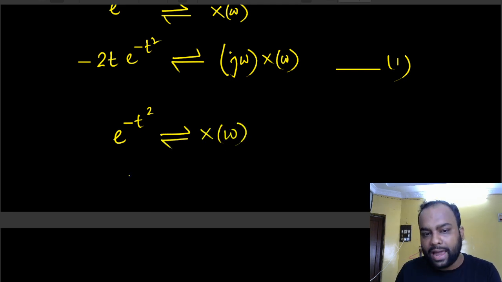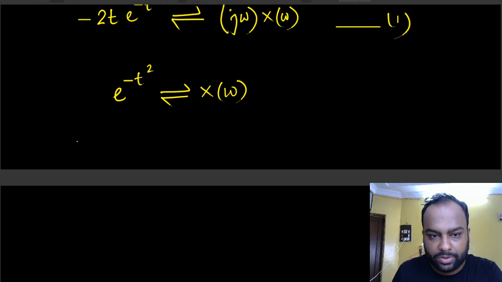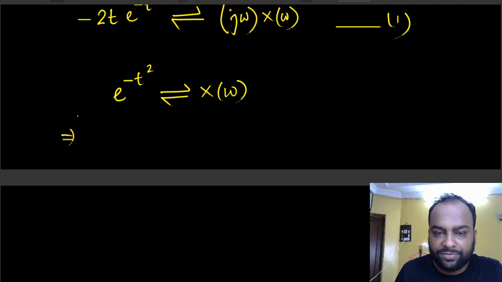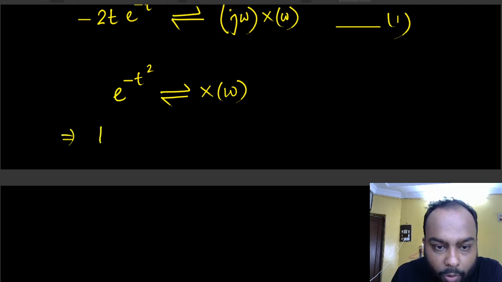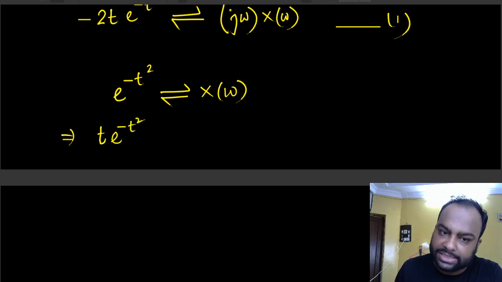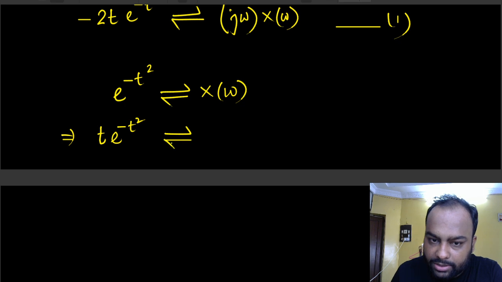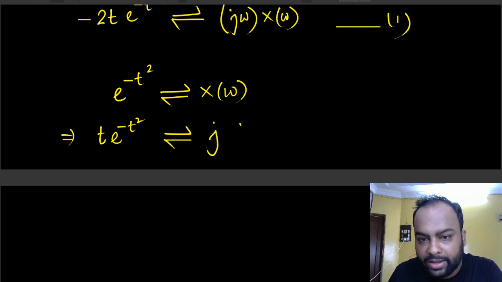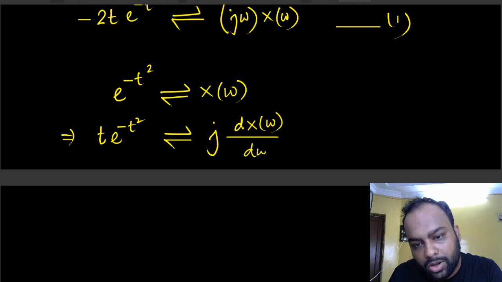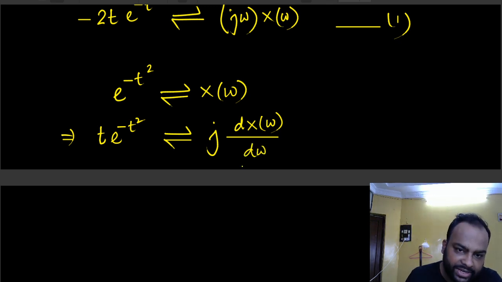But now let's apply the frequency derivative property. By application of the frequency derivative property, we know the Fourier transform of t times e to the power minus t square, so this is t x(t), is going to be j times the frequency derivative of X(omega). So that's the frequency derivative property.